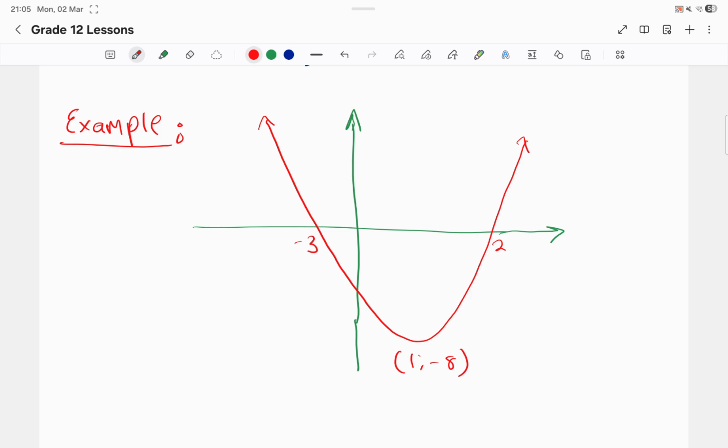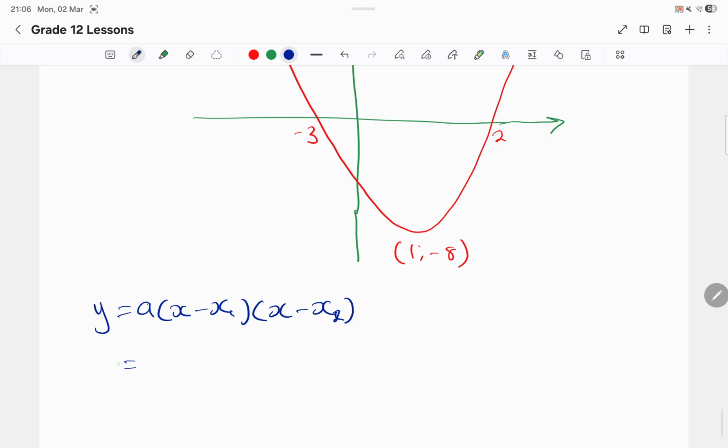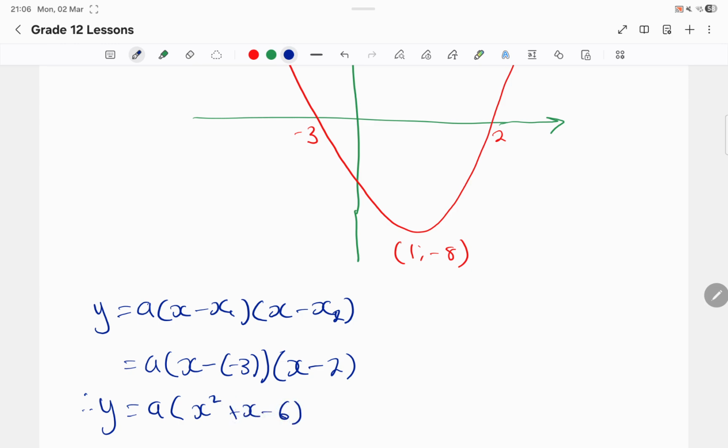If you are given roots, remember we just discussed that you need to use the basic equation of a quadratic formula, right? So you are basically multiplying x minus x1 and x minus x2. So x minus x1 would be x minus negative 3, x minus 2, right? And when you multiply this out, your y will be a into x squared plus x minus 6, right?